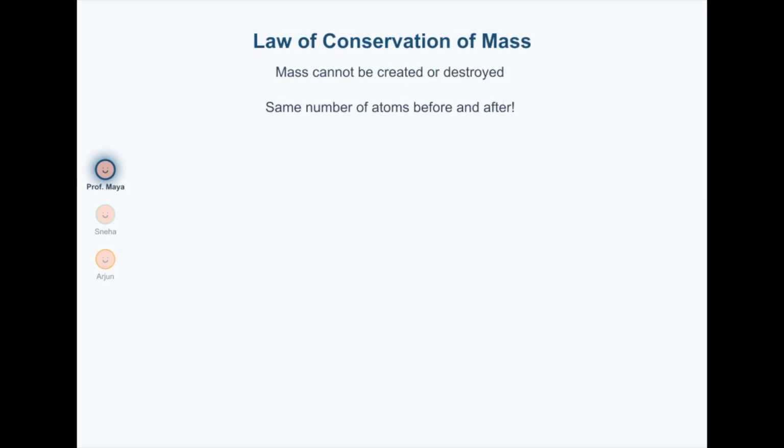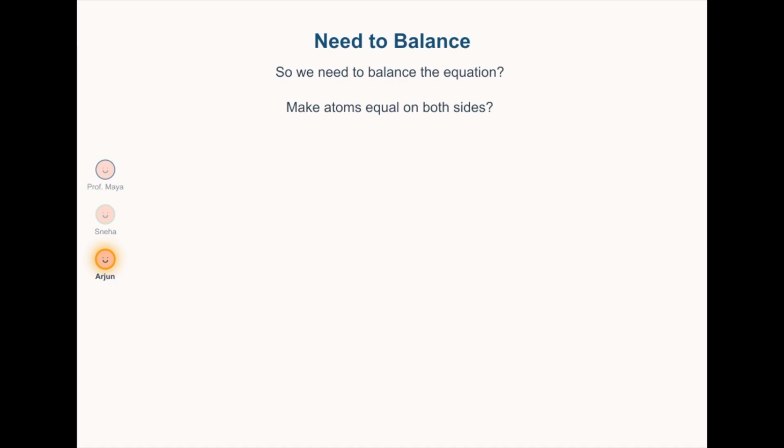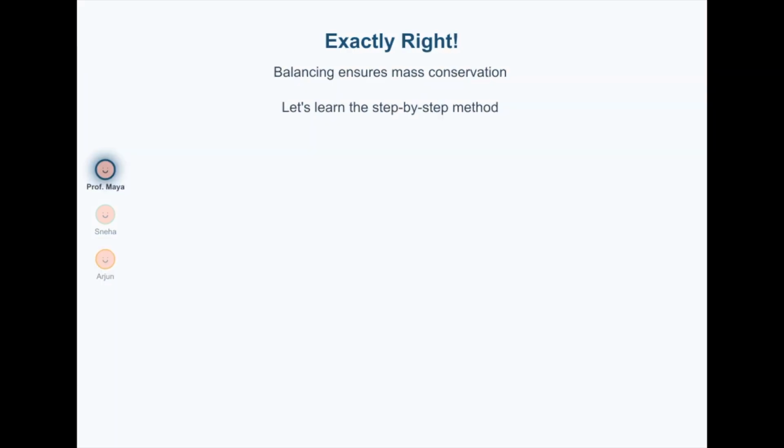Remember the law of conservation of mass from class 9: mass cannot be created or destroyed in a chemical reaction. So we need the same number of atoms before and after. So, Professor Maya, we need to balance the equation to make the number of atoms equal on both sides of the reactions. Exactly right. Arjun, balancing ensures mass conservation. Let me teach you the step-by-step method for balancing equations.